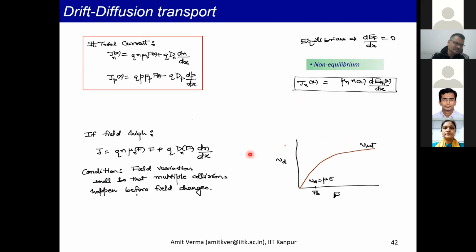Once you know all this, you can find the total current, which is the drift plus diffusion terms together. So this is one aspect of doing devices or calculations when you have some amount of scattering present in the material. This is what is known as drift diffusion transport.